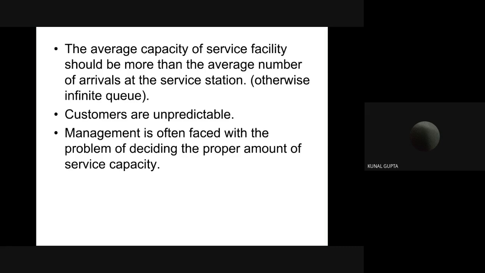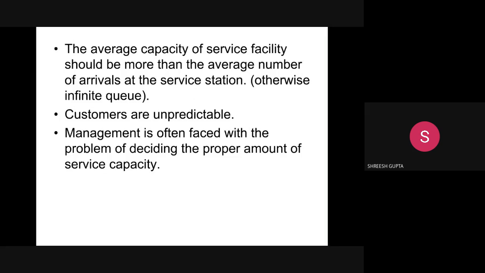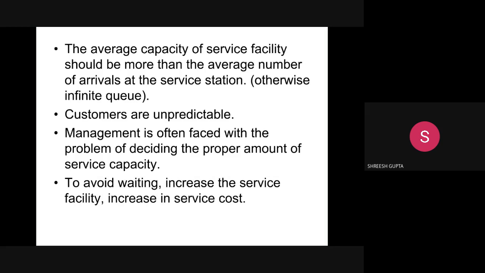So you have to manage. For managing the queue, you have to adjust the service facility. So what can you do? Anyone can answer, please. What can you do as a decision maker? If there is a queue, what can you do? Simple answer: add another service facility. Increase the service facility. You can increase the service facility, so here, to avoid the waiting, increase the service facility.